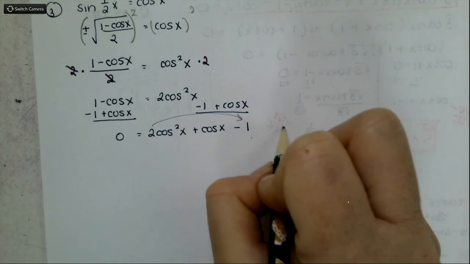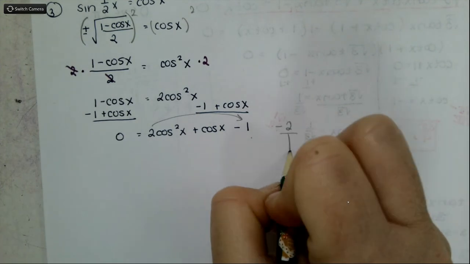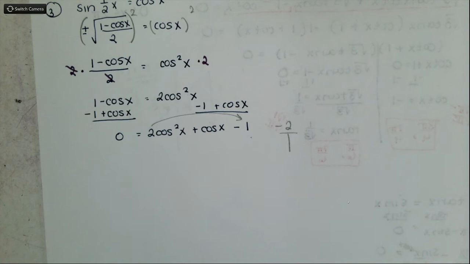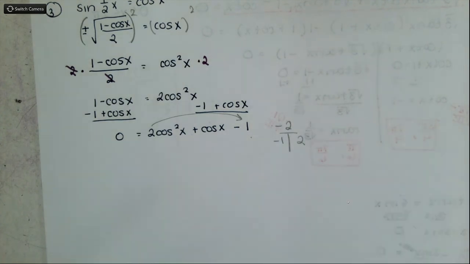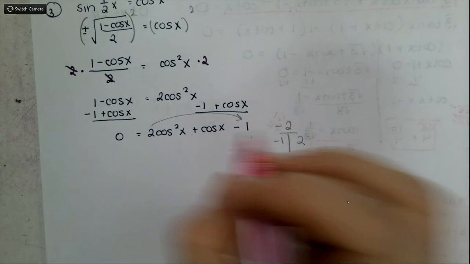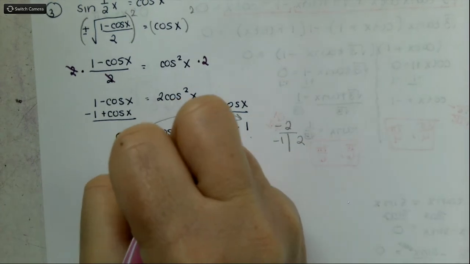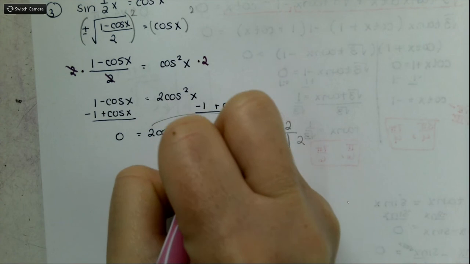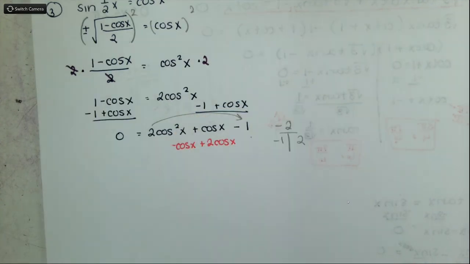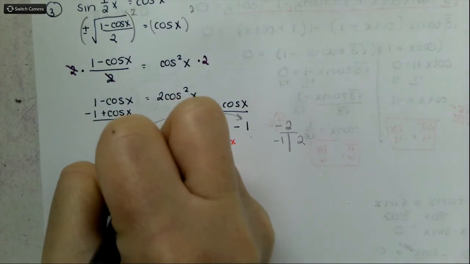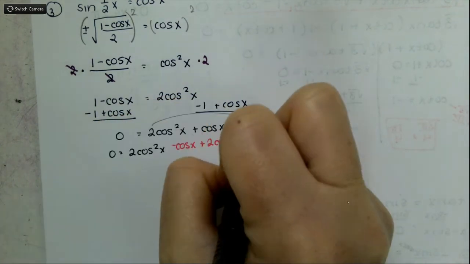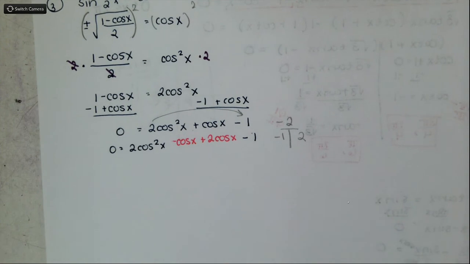2 times negative 1 is negative 2. What are the factors of negative 2 that add up to positive 1? Negative 1 and 2. So I'm going to replace our middle term with minus cosine x plus 2 cosine x and keep the first term and the last term. Now we have 4 terms, so we can factor by grouping.